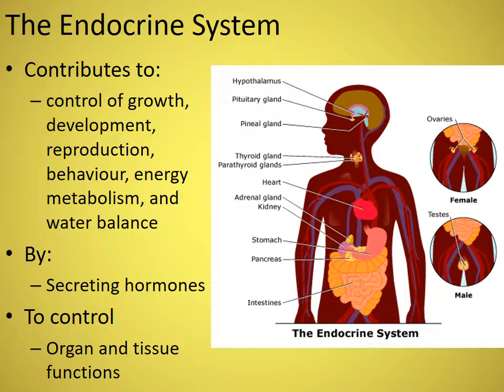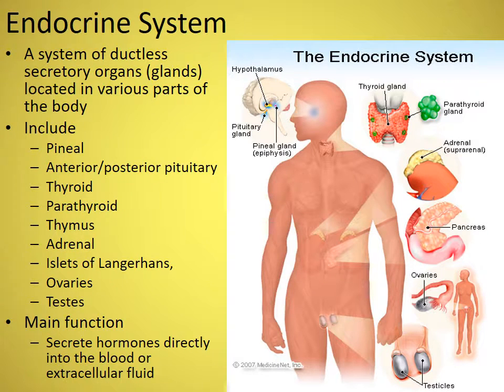It's made up of a lot of different types of endocrine glands that secrete hormones. What these hormones do is help to control organ and tissue function, so basically helping to maintain homeostasis. Some other contributing factors with these hormones, they help with growth and development, behavior, energy, metabolism, and some of the other examples that we talked about, thermoregulation and osmoregulation.